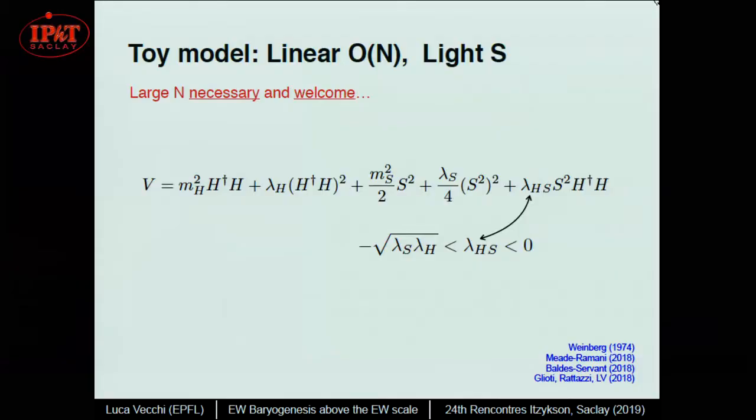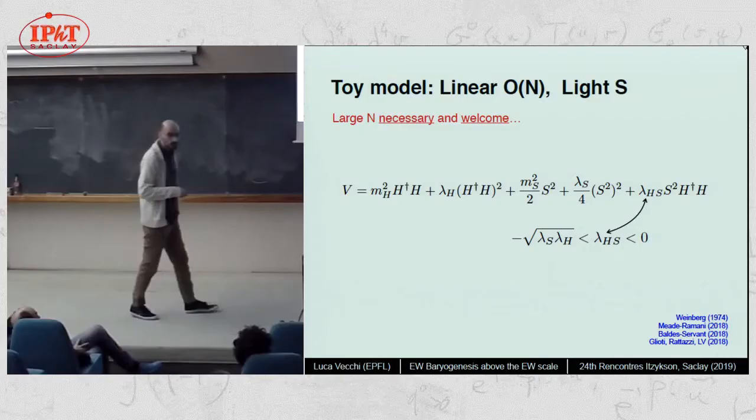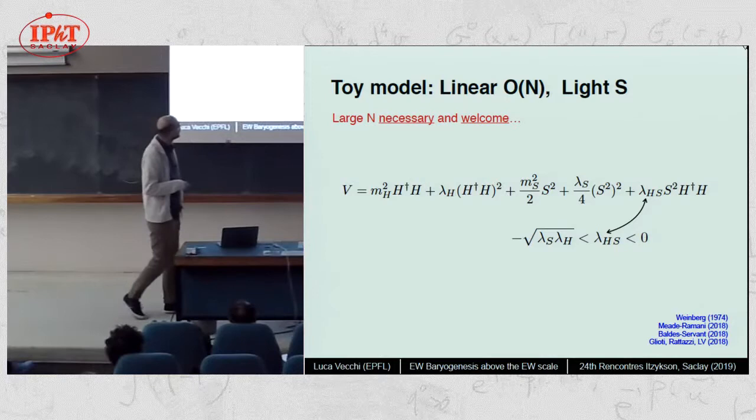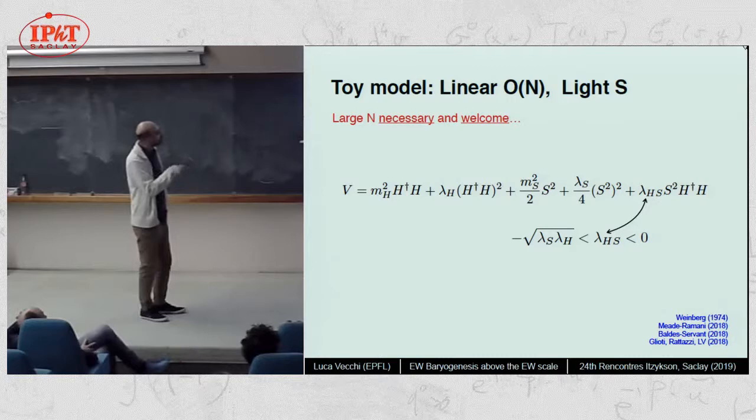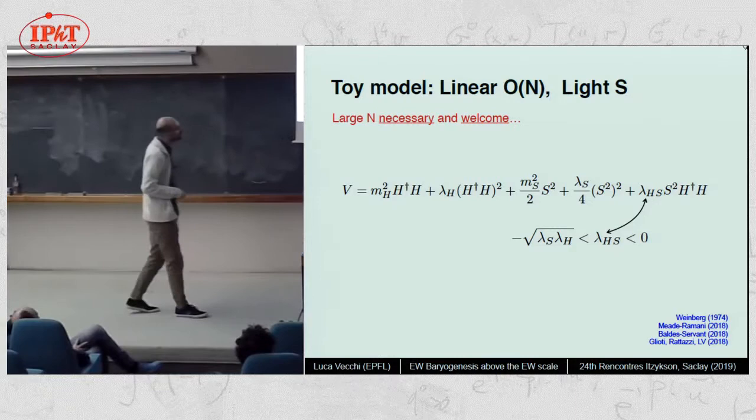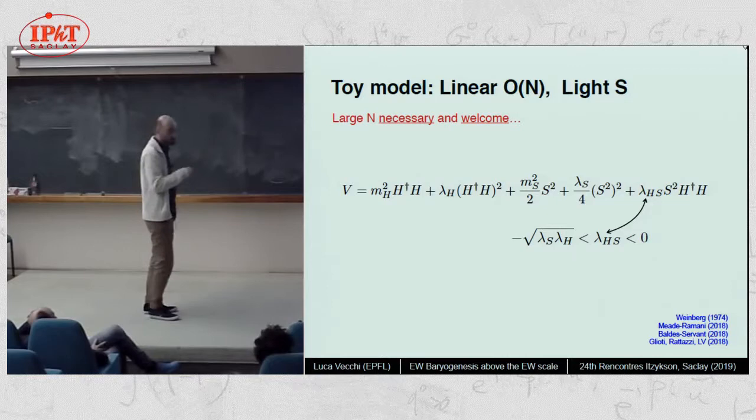Again, let me take the same model. Now I'm writing it a little bit differently in order to conform with the notation that we used in our paper. And I will assume now, which is crucial, as you will see, that this S carries a representation under some O(N) symmetry. So I have N copies of this field, and as you will see, this is necessary and actually very welcome if you want to trust your finite temperature calculation.